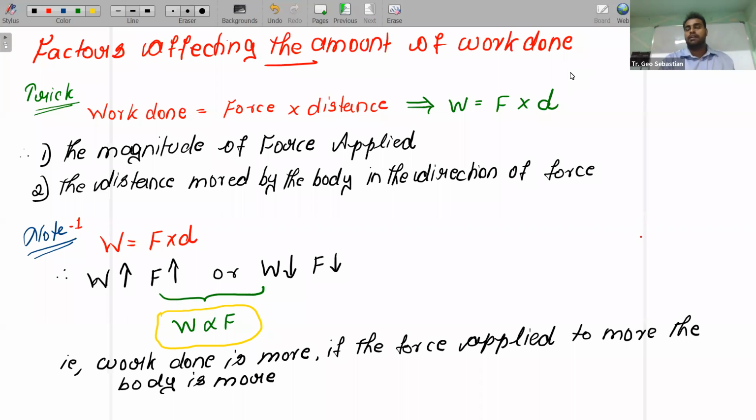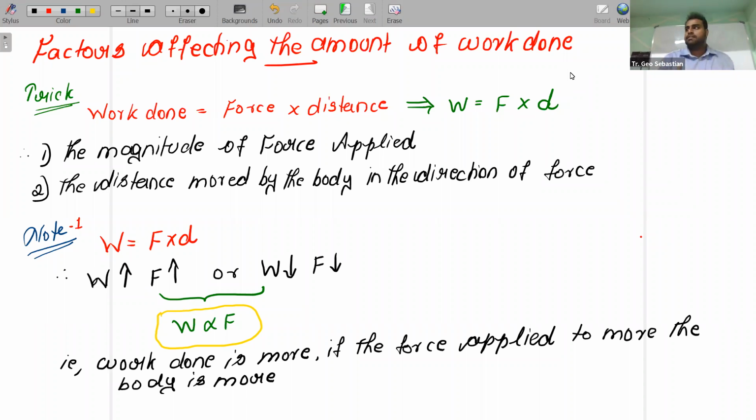From here, we can understand that the factors affecting the amount of work done are given by W is equal to F into D. According to that equation, the first factor is the magnitude of force applied. The second factor is the distance moved by the body in the direction of applied force. Got it? Understood? Now we understood the two factors. First one is force, second one is distance. Now, how does force affect the work done? That part we need to discuss.